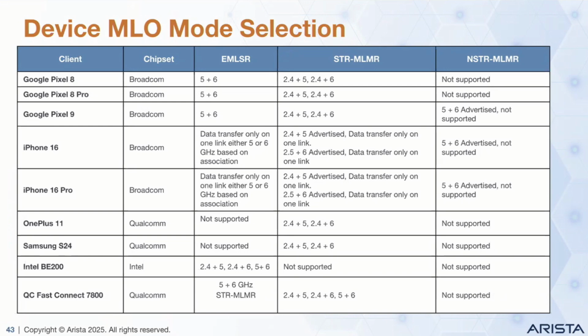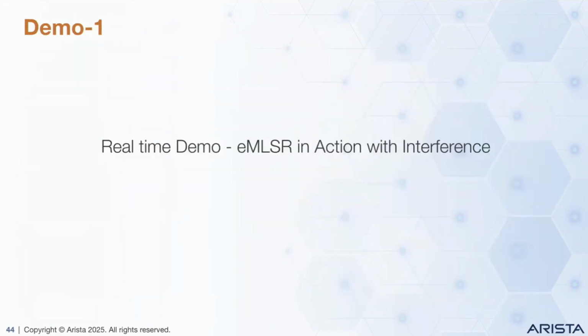So ultimately, the data transfer would happen only on one link. If you have SSIDs on 2.4, 5 and 6, it does advertise as STR-MLMR, but data traffic would always happen on one link, right? So that is the key observation we had, and the rest of the observations are actually in line with the last data that we published in the last call. Now we will deep dive into the real demo.